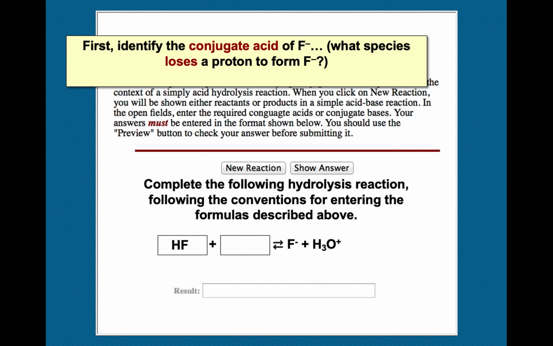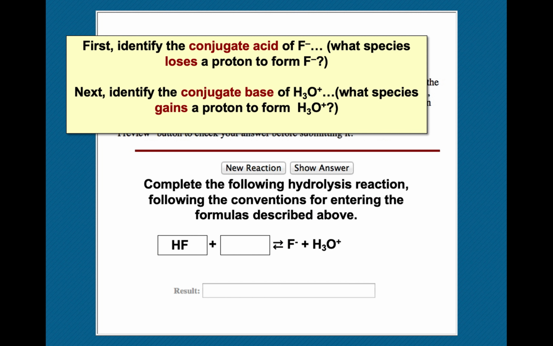Here we have hydronium. Hydronium is the acid on this side of the equation. It was the Bronsted base on this side. So it accepted a proton. What accepts a proton and makes hydronium? Well, it's water.